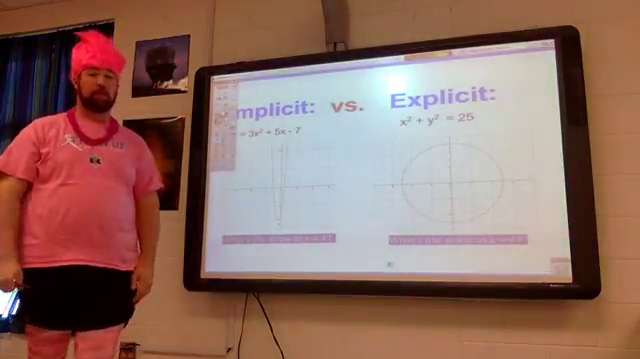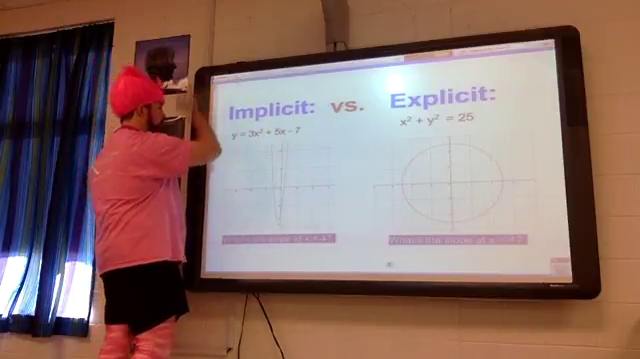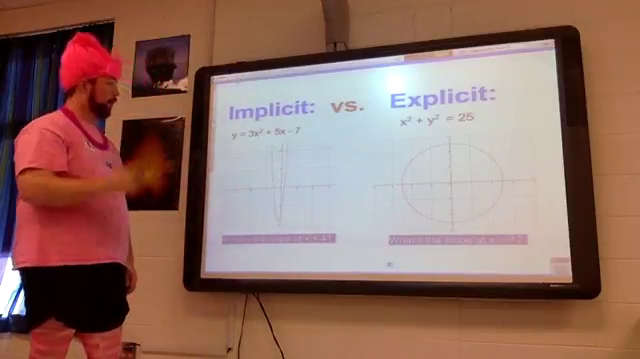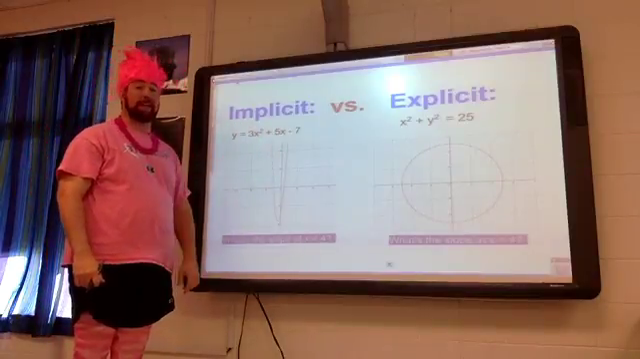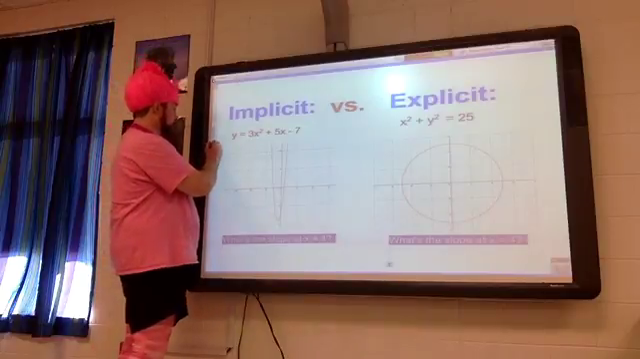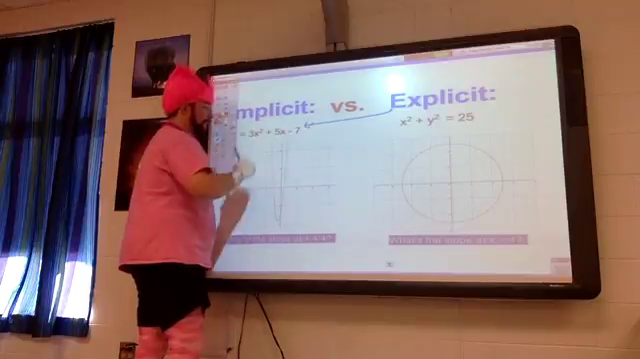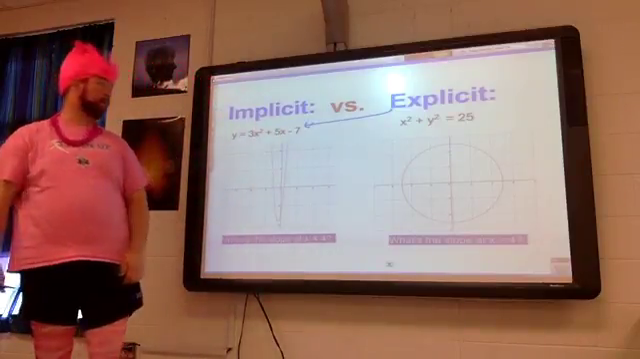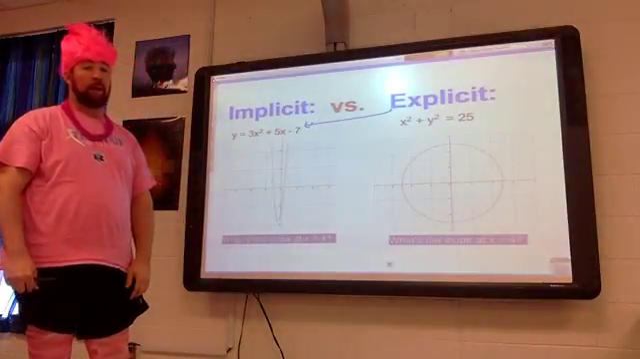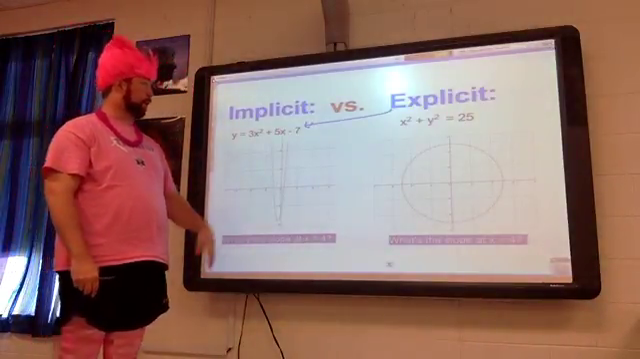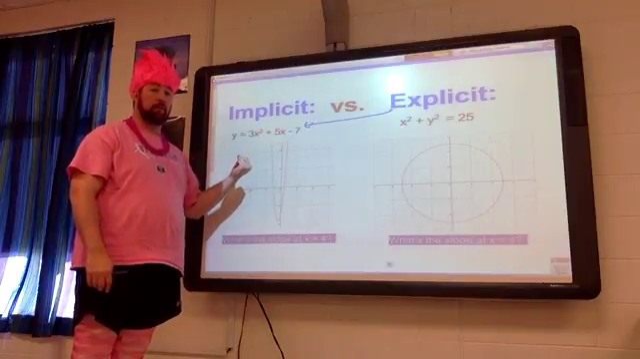Here are some examples of equations that are written implicitly versus explicitly. I actually have these backwards as far as what I wrote up there. Sorry for doing those in the wrong order. This one over here is explicit: the equation y equals 3x squared plus 5x minus 7. If I want to figure out y for x equals 2, all I have to do is plug 2 into the equation, and that gives me explicitly a y value.